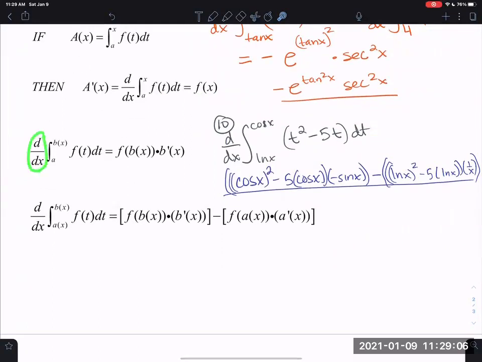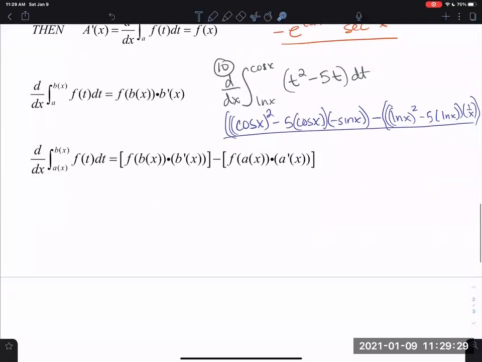Then we have the situation where we're taking the derivative of the antiderivative from a constant to a function that is not just x. F of t dt. Okay, you're still plugging in the function f of b of x, but you have to multiply by the derivative of the function. Then we have derivative of antiderivative of two bounds that are functions. First one, upper bound gets plugged in times upper bound derivative. Subtract, plugging in lower bound, taking lower bound's derivative. Okay. All right, that's it for this one.